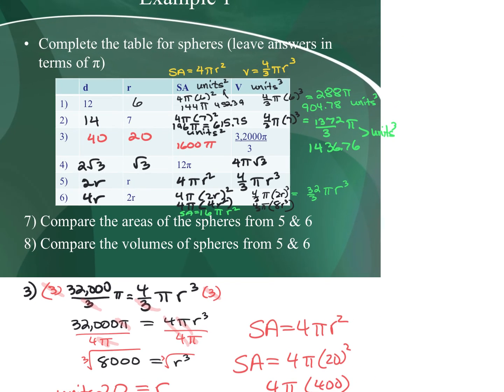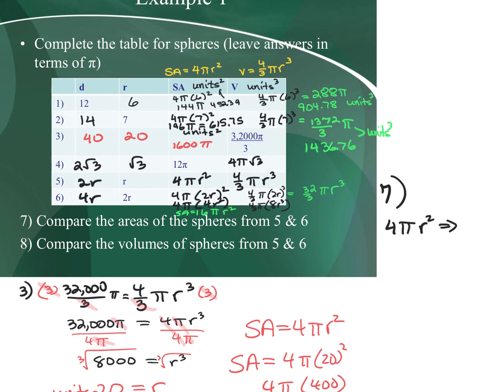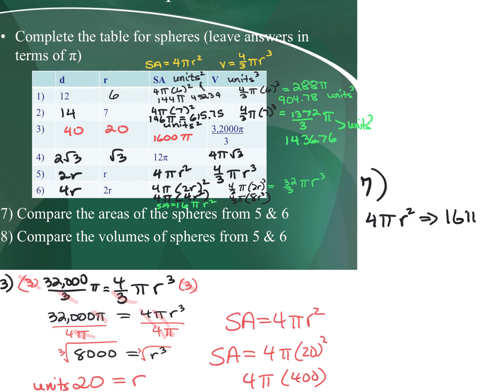So for number 7, the surface area for number 5 was 4 pi r squared. The surface area for number 6 was 16 pi r squared. If you compare what they did from number 5 to number 6, this was number 5's answer, this is number 6's, what they did to go from one to the other, it was multiplied by 4. Or if you think about it, it's the scale factor squared.